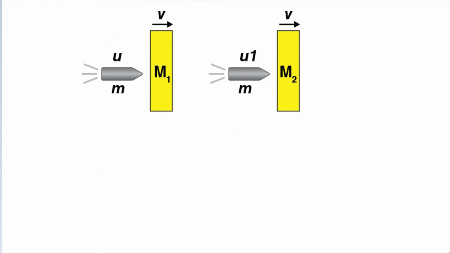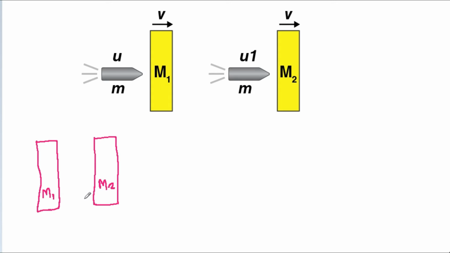So here we have a punnet of mass m1 and another punnet of mass m2, and both the punnets are at rest. That means the velocity of both punnets is 0, and a bullet of mass m and velocity u.